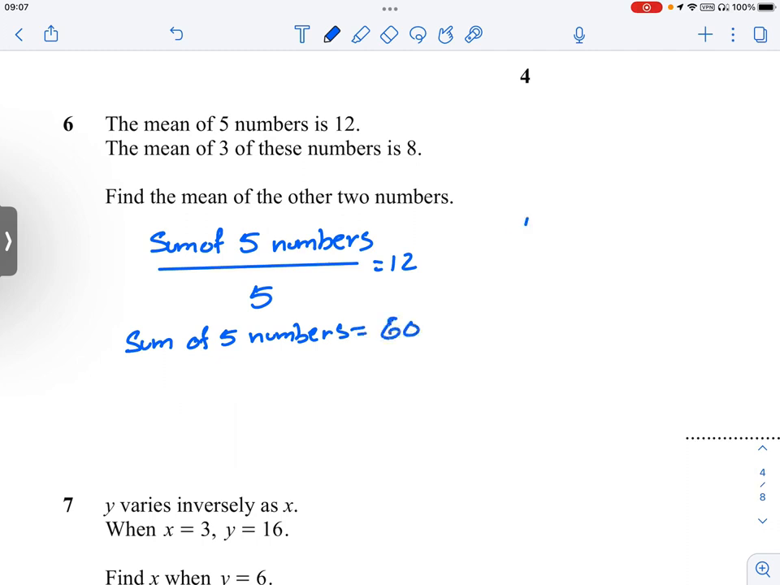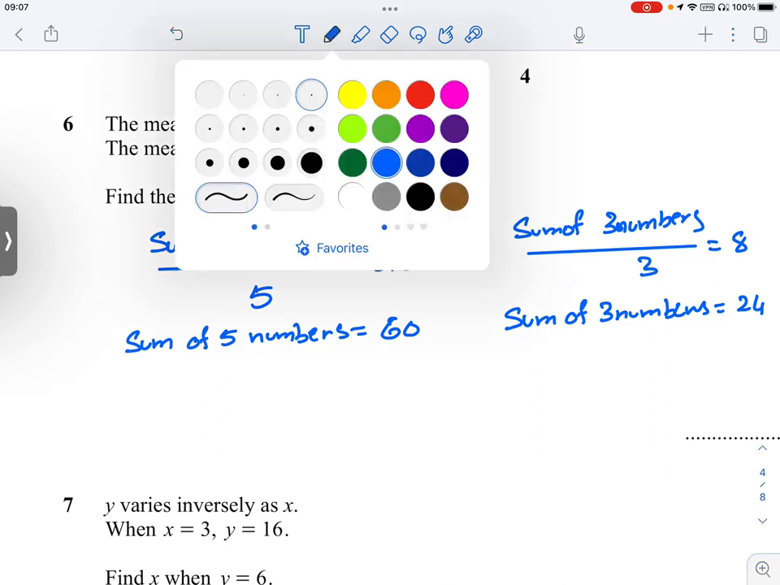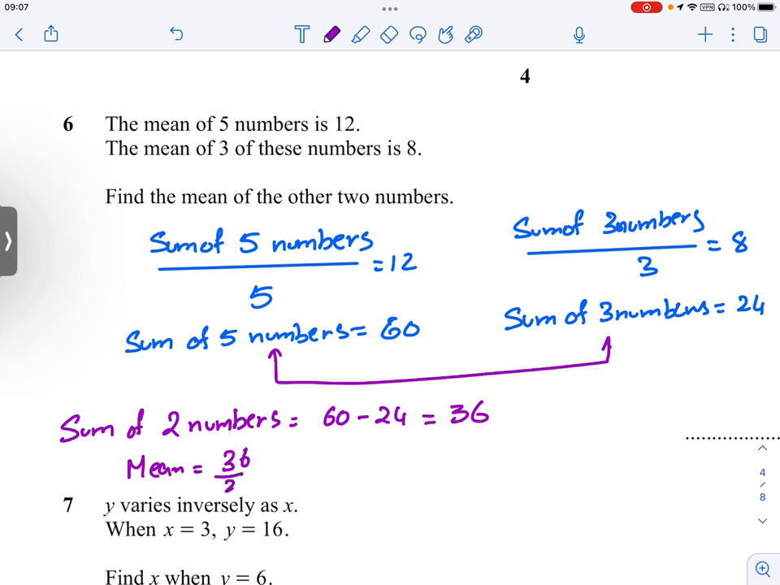Similarly, mean of 3 numbers is 8. Sum of 3 numbers divided by 3 equals 8. So what will be the sum of 3 numbers? Sum of 3 numbers will be 3 times 8, which is 24. Now when I subtract these both, sum of 5 numbers minus sum of 3 numbers will give me the sum of 2 numbers. Sum of 2 numbers is going to be 60 minus 24, which is nothing but 36. So the mean of these two numbers will be 36 divided by 2, which is 18.